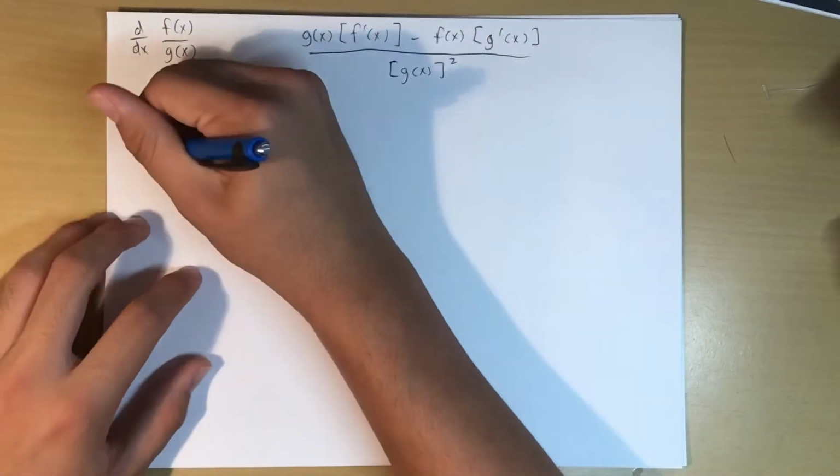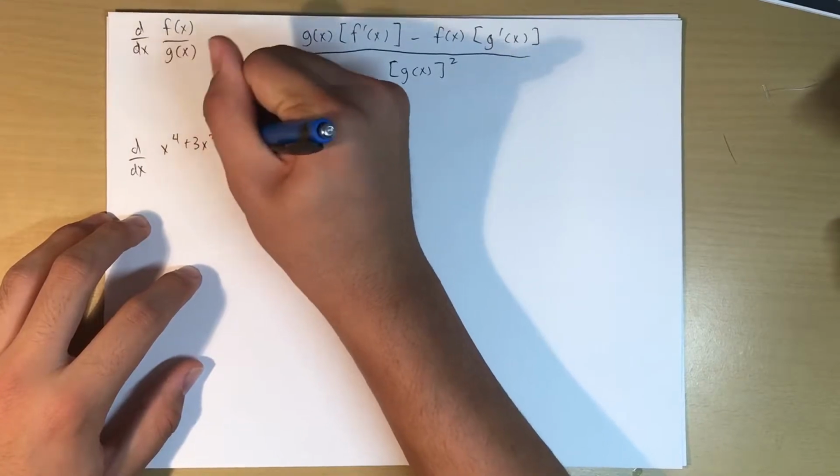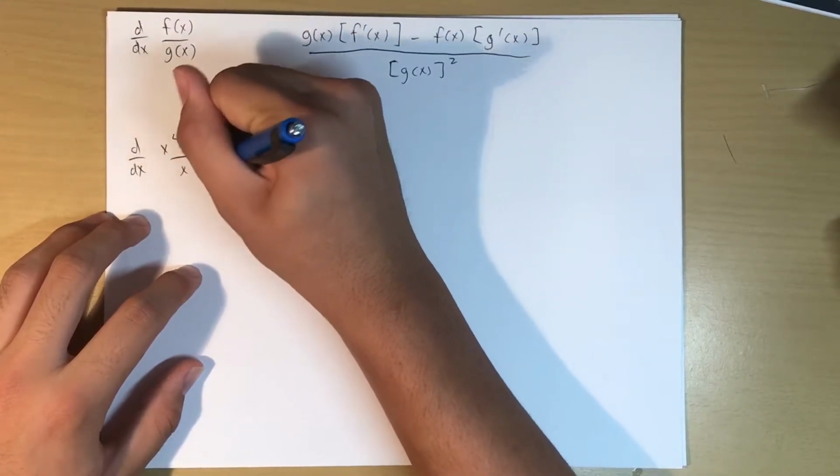So let's take a look at our problem. Let's say we are asked to find the derivative of x to the 4th plus 3x squared minus 6, divided by x squared plus 1.